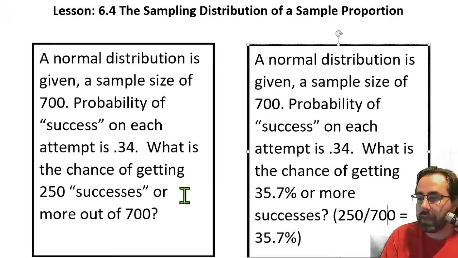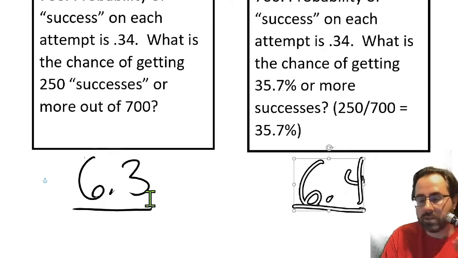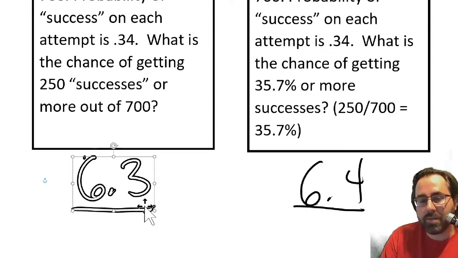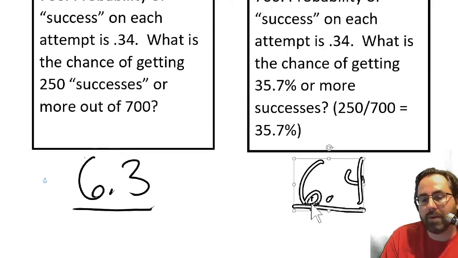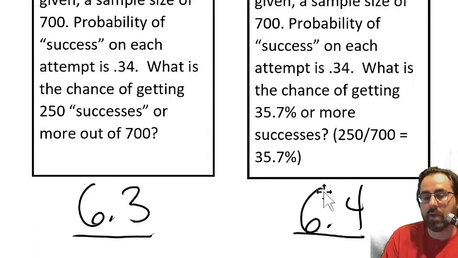So basically, in our book, this is 6.3. Now we're doing 6.4. 6.3 is the sampling distribution of sample counts. 6.4 is the sampling distribution of sample proportions. So let's see how to do this.